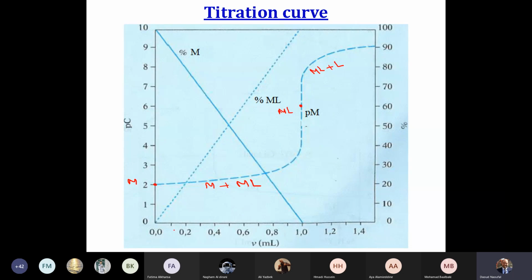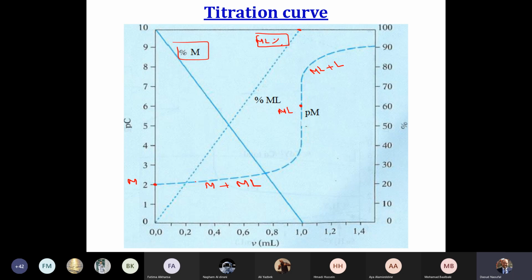Look, when the volume V added increases, the percent of M decreases and the percent of ML increases. This is the ML percent, and this is the M percent. M percent decreases till V equivalence. At equivalence, the percent of M is 0. ML increases from t equals 0 till the equivalence, and at equivalence it is equal to 100%.